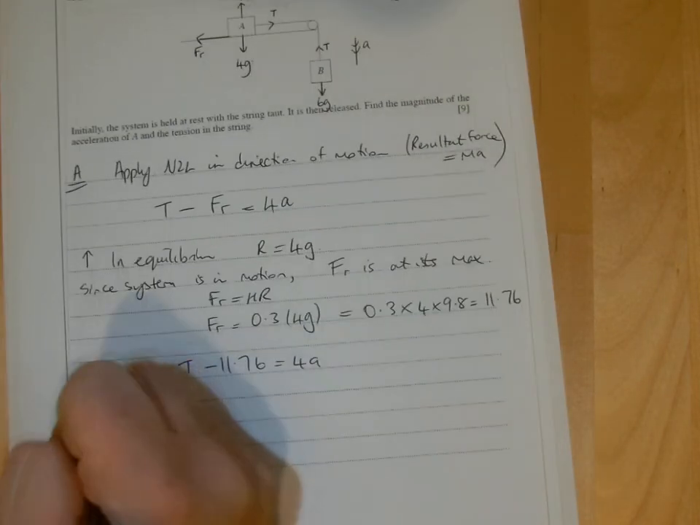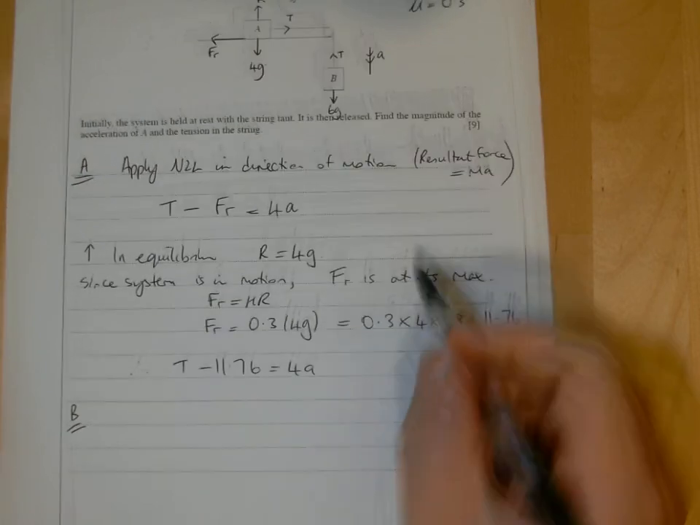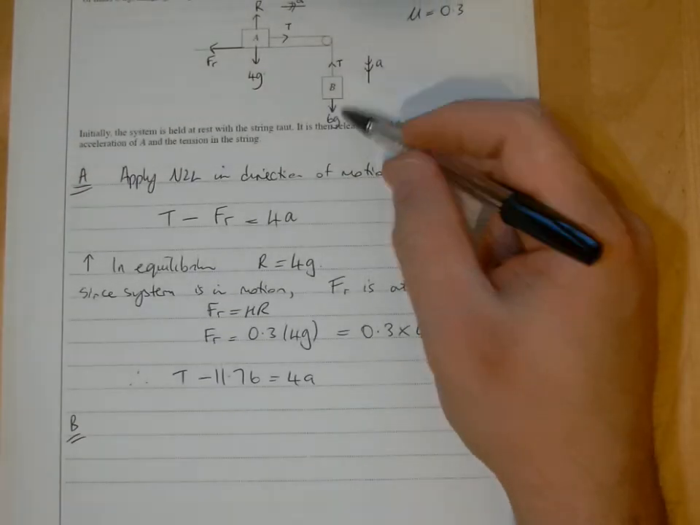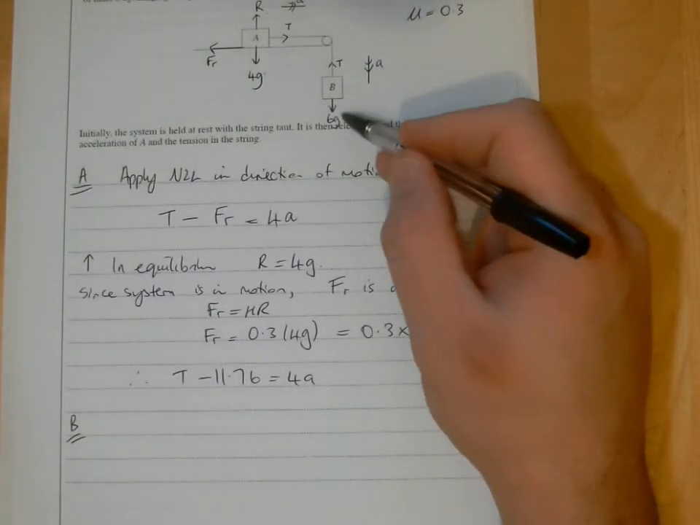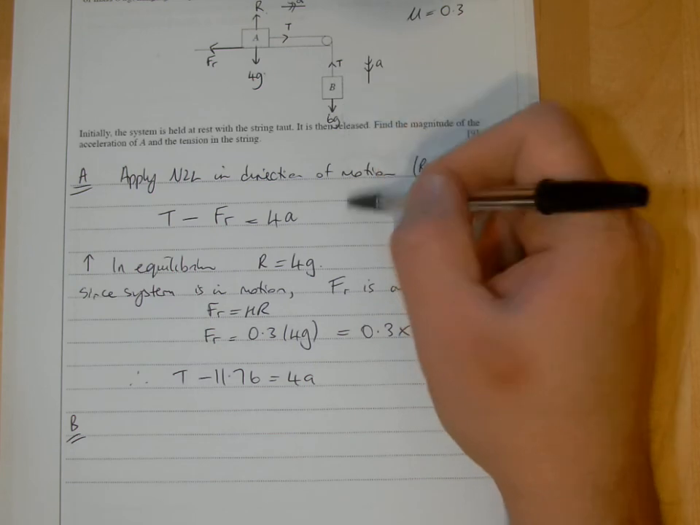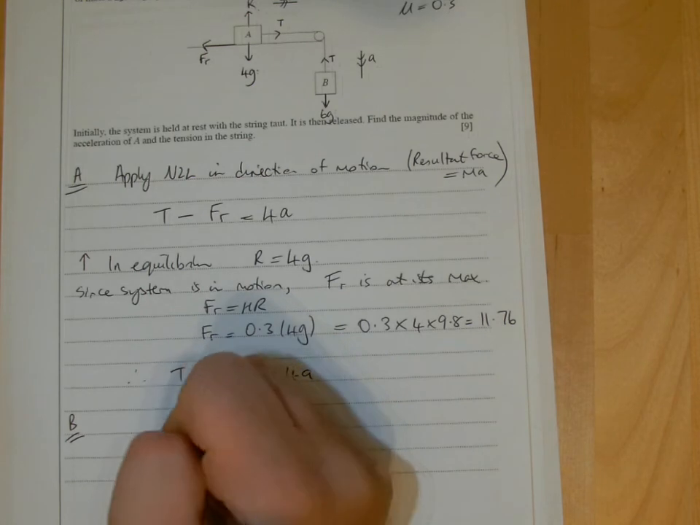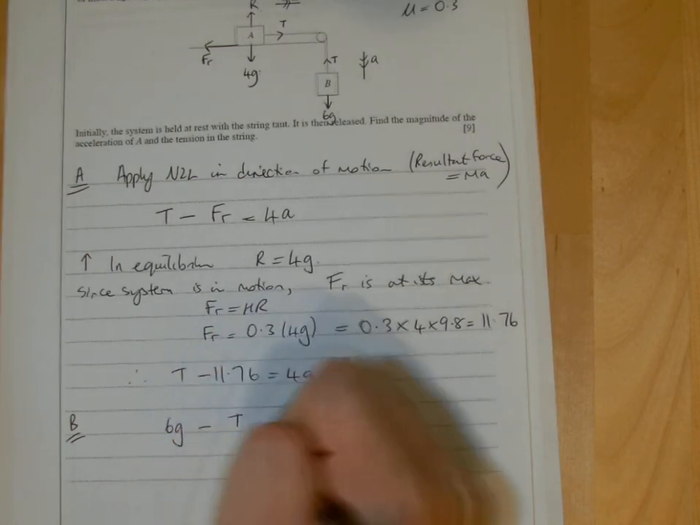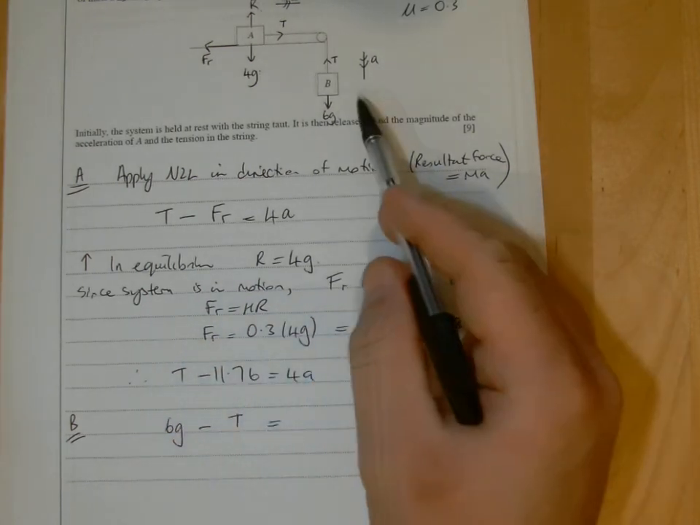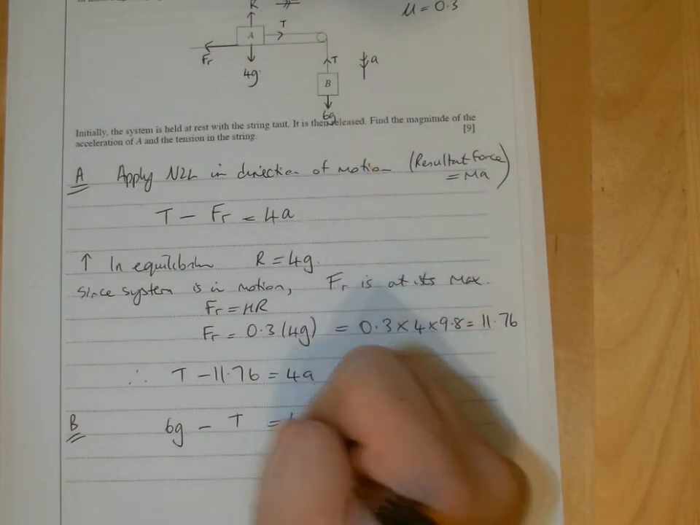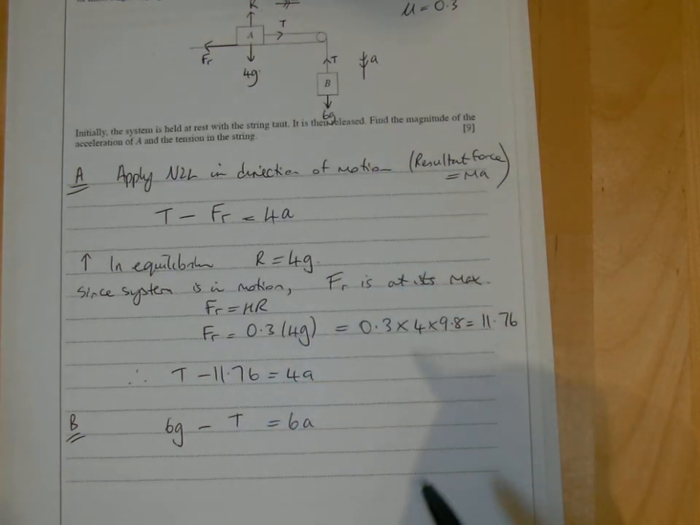Now if we apply Newton's second law at B, in the direction of motion, we can see it's going this way, so 6g, the weight, is pulling it down. Of course, you've got the tension in the string keeping it up, opposing it, so you've got 6g minus T equals mass times acceleration. So the mass is 6, and the acceleration is a.